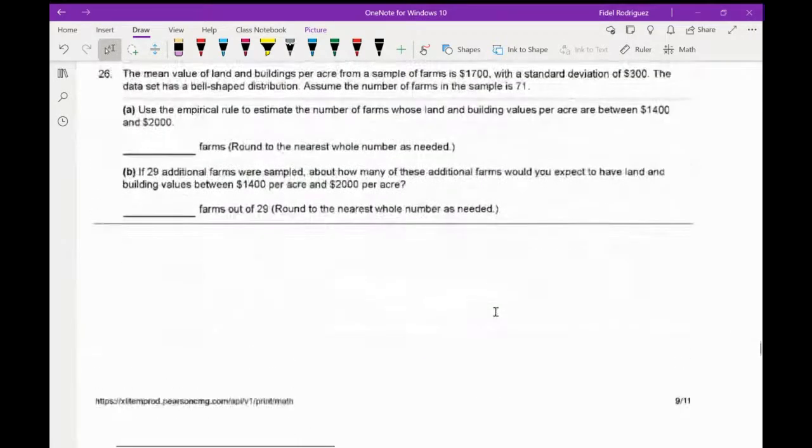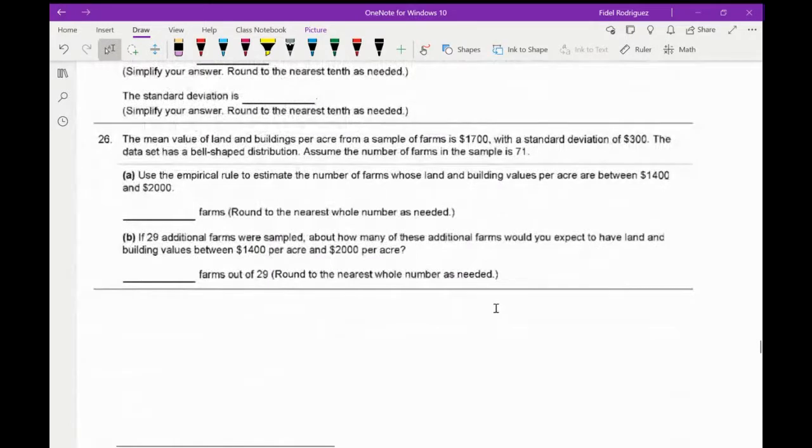Okay. So 26 here says the mean value of land and buildings per acre from a sample of farms is 1,700 with a standard deviation of 300. The data set has a bell-shaped distribution. Assume the number of farms in the sample is 71. Okay, so guys, I'm going to share the formula sheet with you because for this particular problem it's going to come in pretty handy.